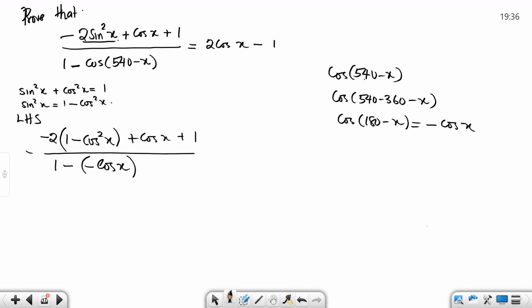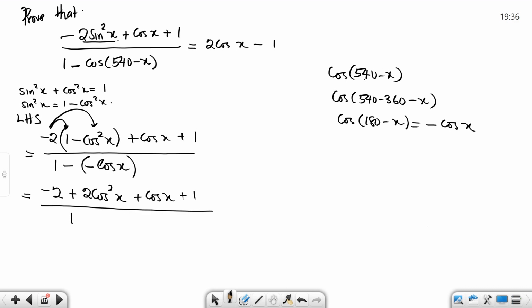We're not doing magic. Is that okay? Let's take it step by step. What do we have? Negative 2 plus 2 cos squared x plus cos x plus 1 over 1 plus cos x. Can we simplify the top? What are we going to have? 2 cos squared x plus cos x. What is 1 minus 2? Minus 1. Over 1 plus cos x.